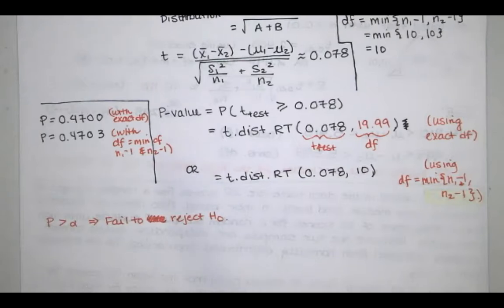So we can't say that we accept the null hypothesis. We haven't proven that the null is true, but we can say that we don't have enough evidence to reject the null. We don't have enough evidence to say that the null hypothesis is not true. Evidence suggests that the null hypothesis might be true.